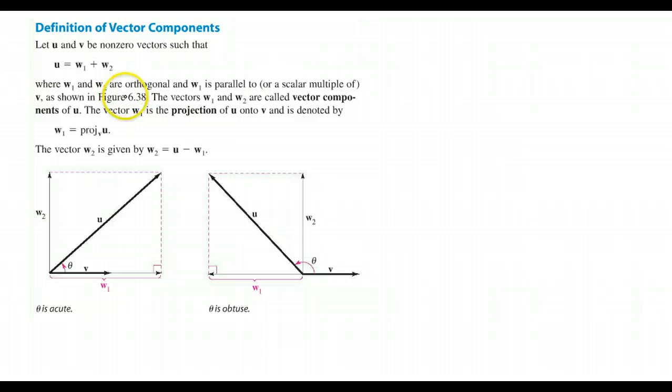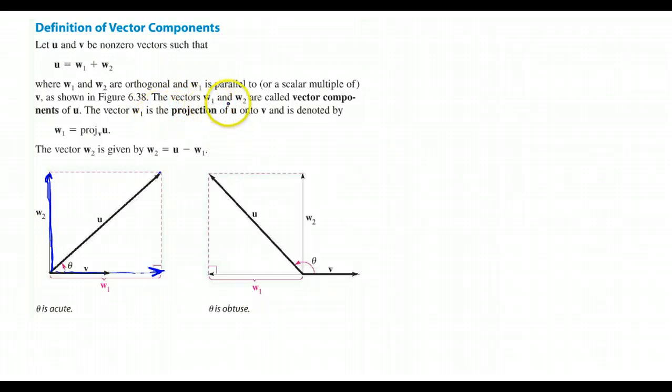Okay, so now let's talk about vector components. Let vector u and vector v be non-zero vectors such that vector u is vector w1 plus w2. So here's vector u, and its horizontal component is w1, and its vertical component is w2. And if I add those two vectors together, I get vector u. Okay, they're orthogonal. They're 90 degrees between them.